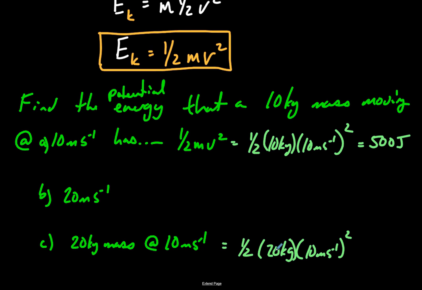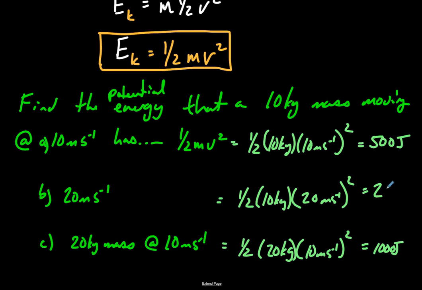We'll square that. So we've got 100 times 20, 2,000, 1/2. We've got 1,000 joules. So doubling the weight doubles the energy at the same speed. What happens here? We've got 1/2, 10 kgs, but now we've got 20 meters per second, and we're squaring that. So that should be 400, right? So 400 times 10 is 4,000. Half of that equals 2,000 joules.